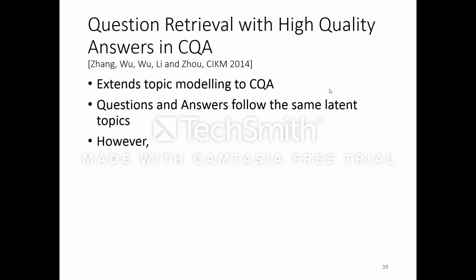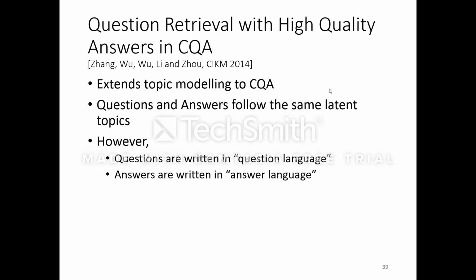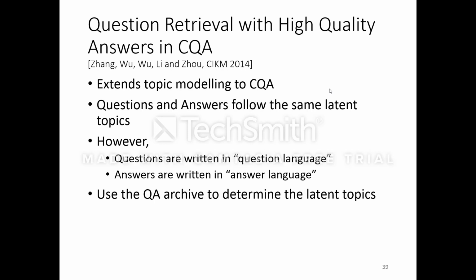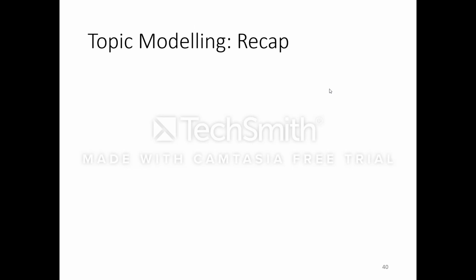Although the questions and the answers that are associated with each other follow the same latent topics, questions are written in question language and answers are written in answer language. So even though they come from the same topic, they are written in different styles, and the style is referred to as question language and answer language in the paper. Okay, and they use the QA archive to determine the latent topics. So we'll look at topic modeling in a little bit of detail in the next slide.